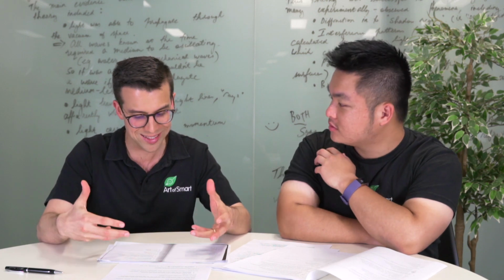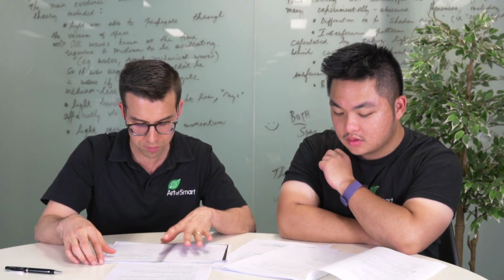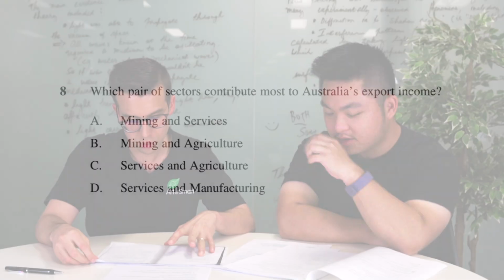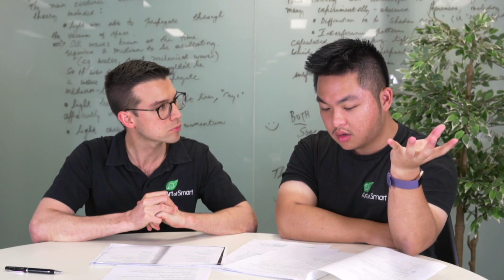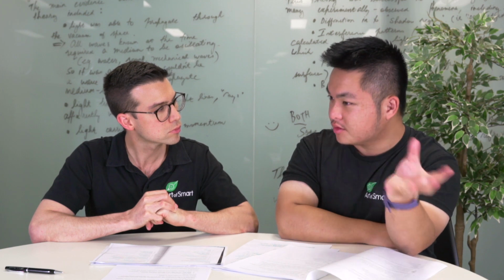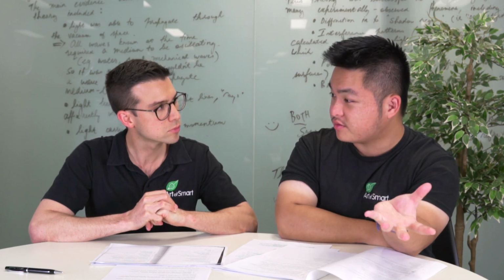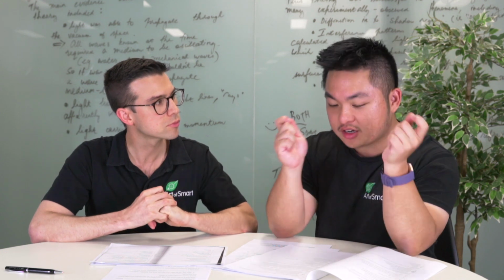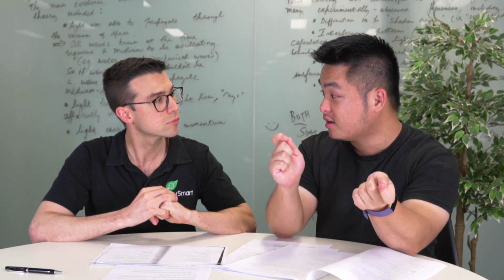Yeah, I saw 8. Again, not challenging. What's the question? Which pair of sectors contribute most to Australia's export income? And I think this is interesting because they have tried to ask a little bit more topical stuff, right? Things which do require a little bit more than just reading the textbook cover to cover and actually digesting some data.